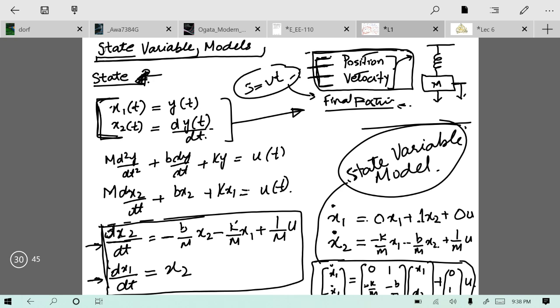This point will be more clarified in the next example that I am going to discuss. But for the time being, we start with any system. The first step is to find a set of variables which completely defines the current state of the system, and by using those variables along with the input and the equations describing the dynamics, you can easily find the output of the system. This is the concept of a state variable model.